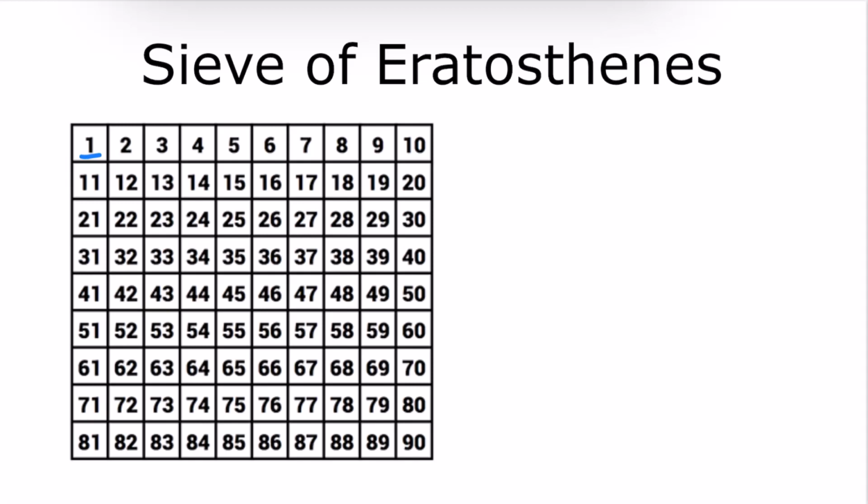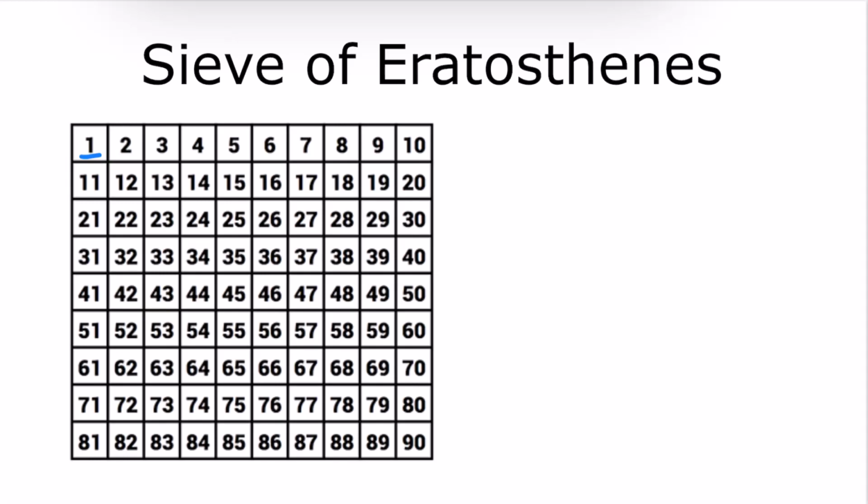number 1. And this number is not prime and it's also not composite because a prime number has exactly two factors and a composite has more than two factors. And the number 1 only has one factor because the only number that divides it evenly is the number 1. And so 1 is neither prime nor composite.